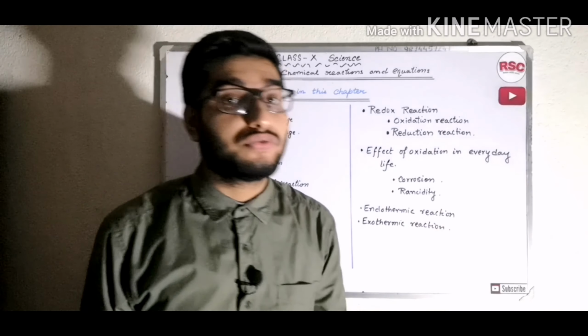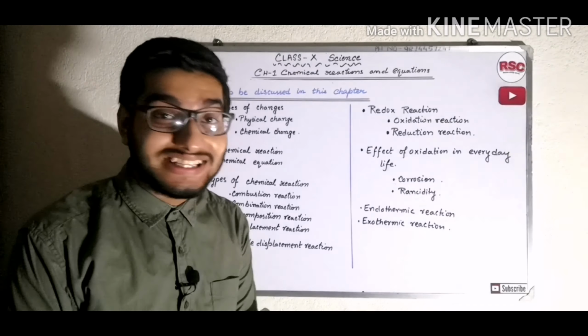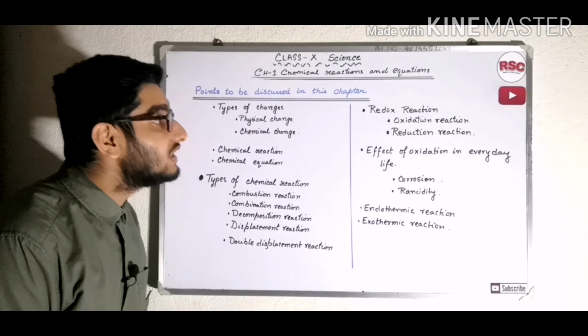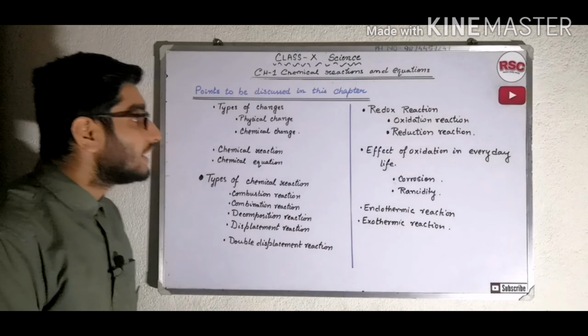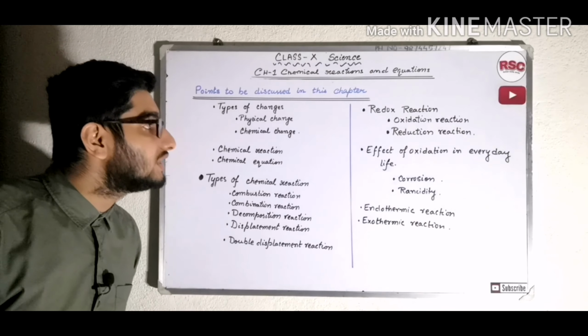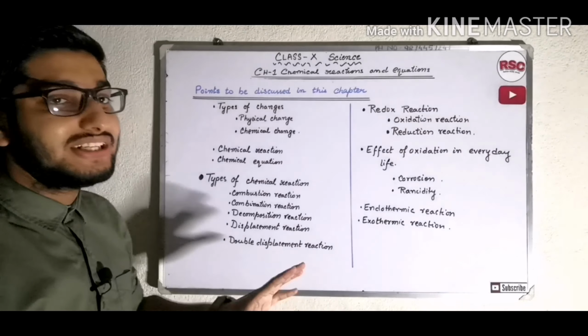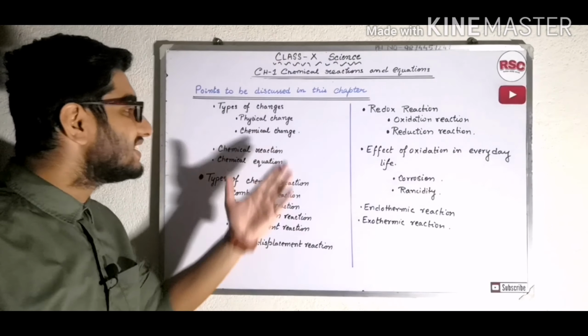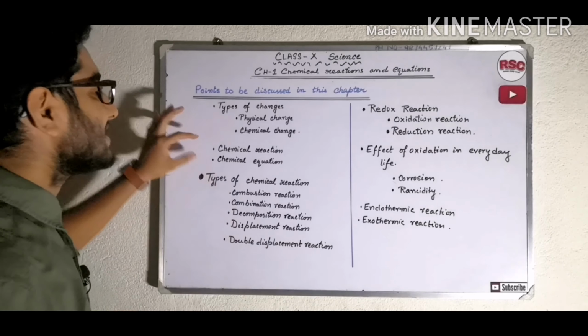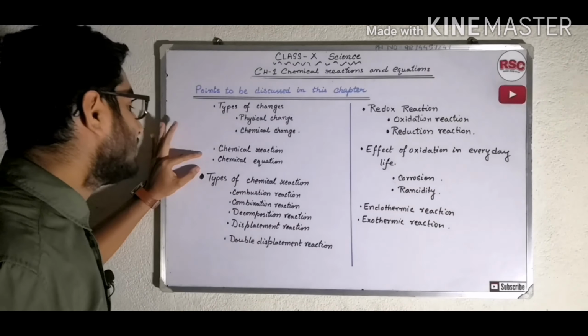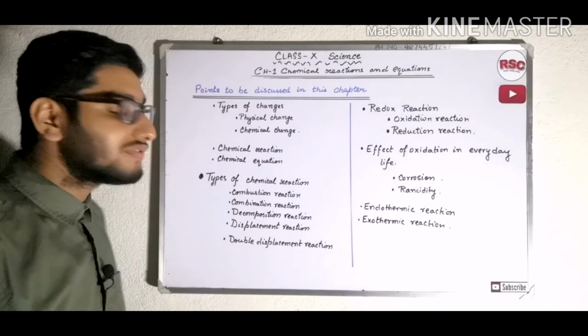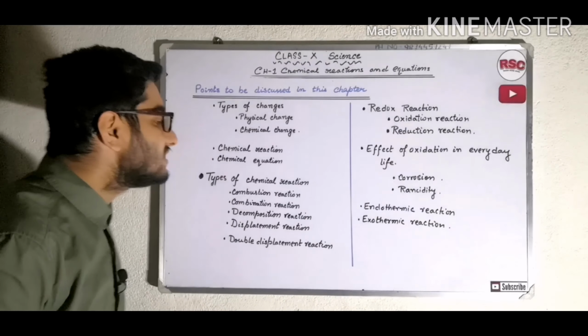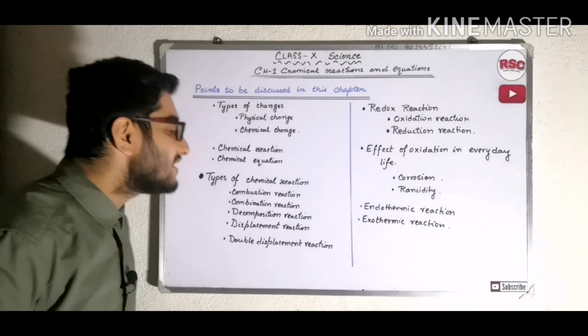Now today we are starting class 10 science chapter 1, that is chemical reactions and equations. First I will discuss the points of this chapter. Today we will discuss types of changes, that is physical change and chemical change, then what is a chemical reaction, then what is a chemical equation, then the types of chemical reactions. In the types of chemical reactions we will discuss combustion reaction, combination reaction, decomposition reaction, displacement reaction and double displacement reaction.